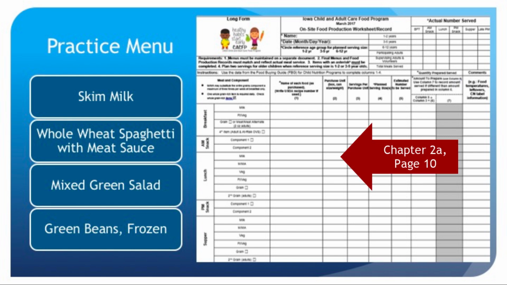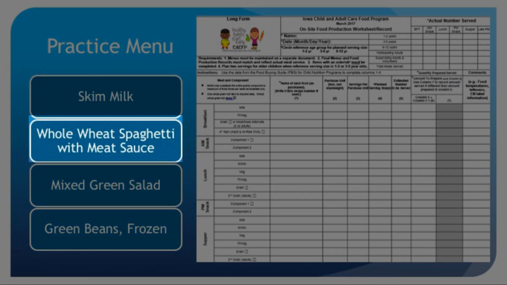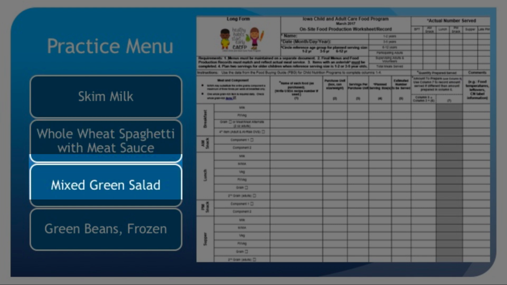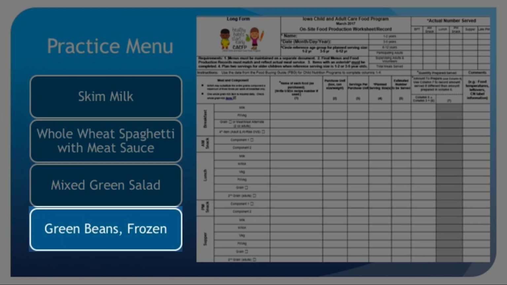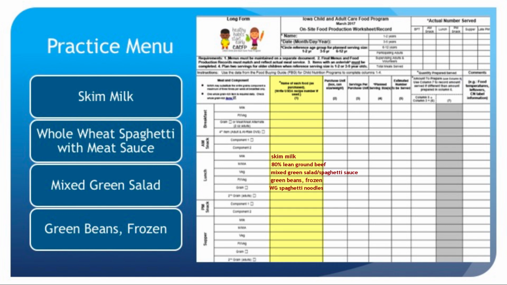The following lunch menu will be used to complete the food production record: skim milk, whole wheat spaghetti with meat sauce, mixed green salad, and green beans. Record each meal component in column 1. Skim milk is the milk component, 80% lean ground beef is the meat alternate, mixed green salad is the vegetable component, frozen green beans are the second vegetable component, and whole grain spaghetti noodles are the grain component.